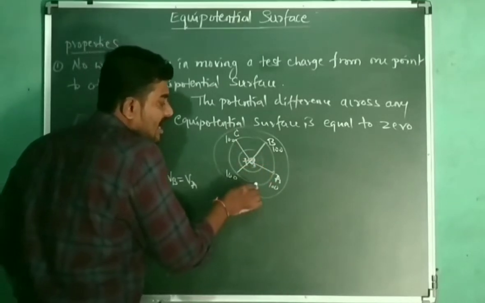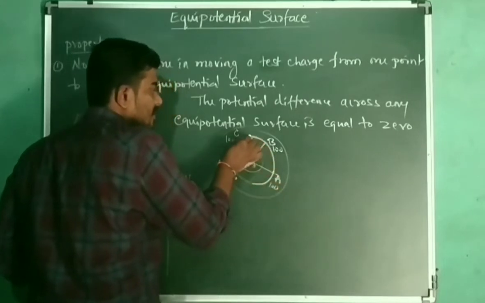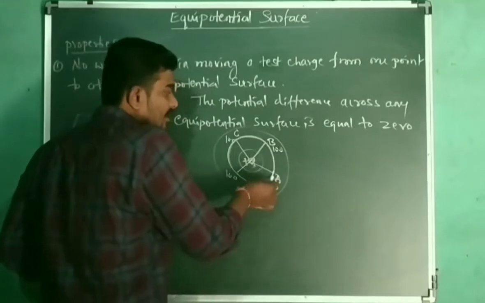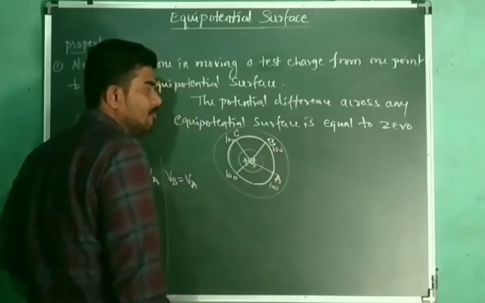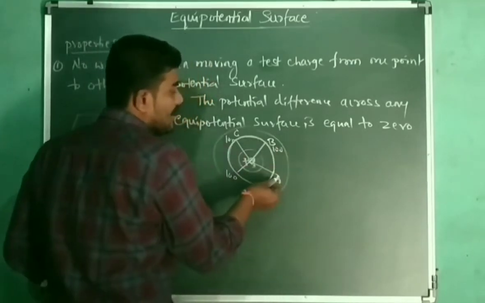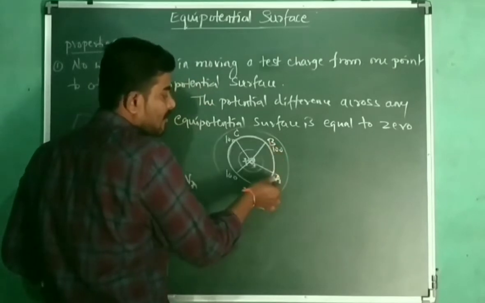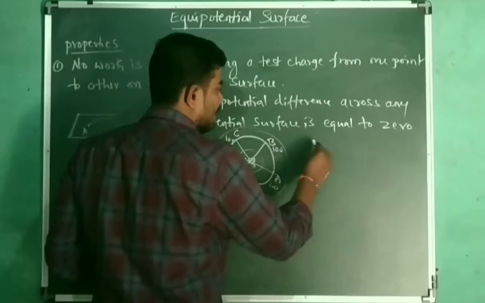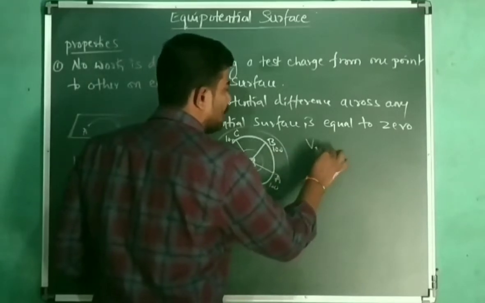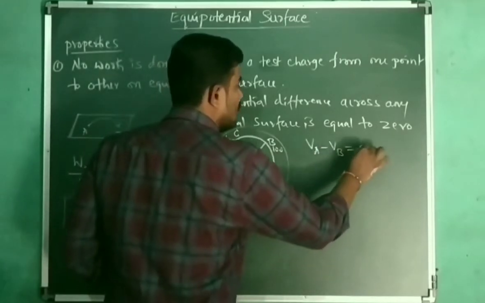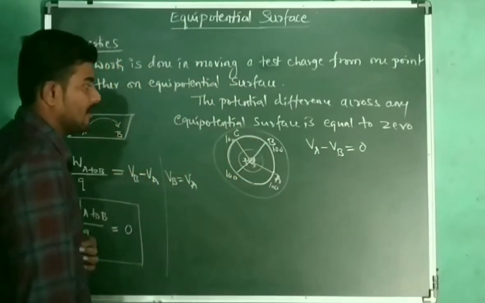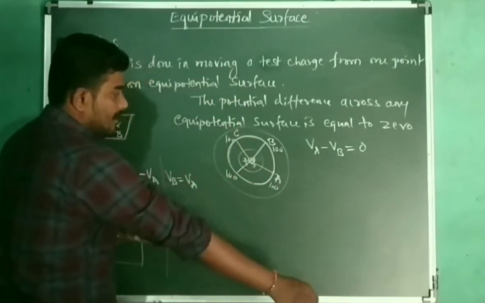If you consider any point on this surface, the potential is going to remain the same. Therefore, the difference between any two points is going to be 0. That is VA minus VB or VB minus VA, VB minus VC. Anything you take, the potential difference is going to be 0. VA minus VB is equal to 0, since the potential across the surface is the same.